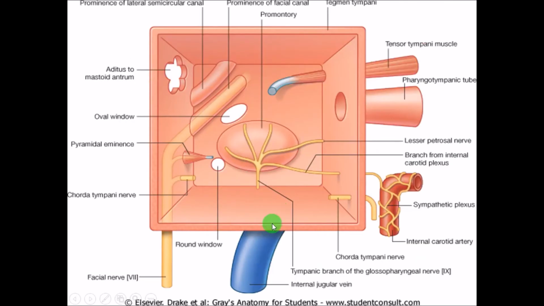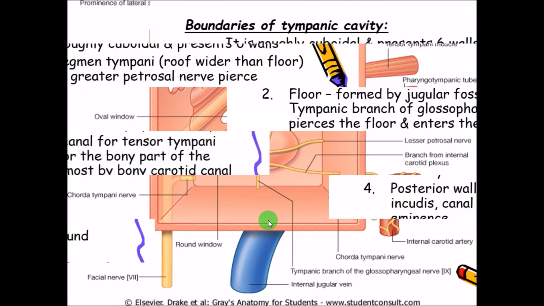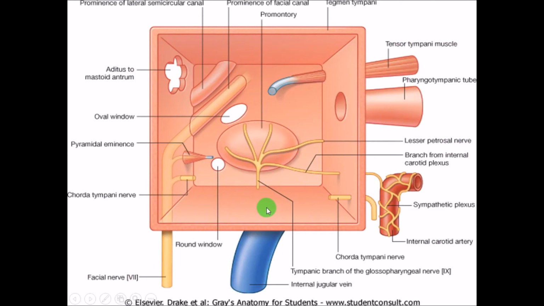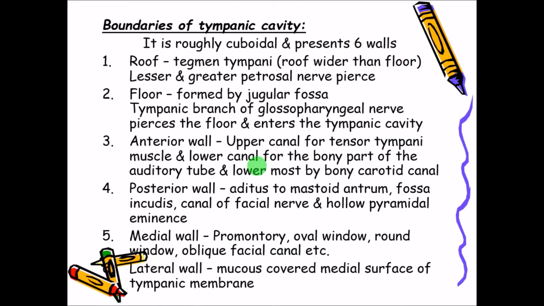If you see here, this is the internal jugular vein. The presence of the internal jugular vein will lead to the formation of a fossa on the floor, which will be called the jugular fossa. The tympanic branch of the glossopharyngeal nerve pierces the floor and enters the tympanic cavity. If you see here, this is the tympanic branch of the glossopharyngeal nerve, which pierces the floor and enters the tympanic cavity, that is the middle ear.